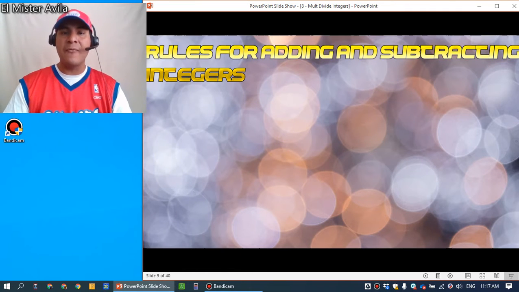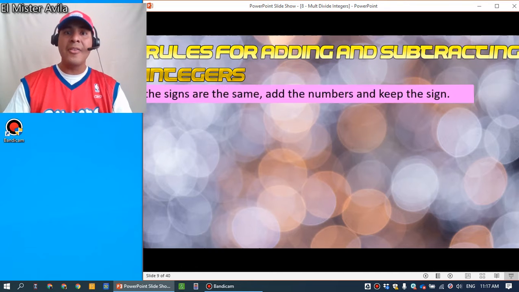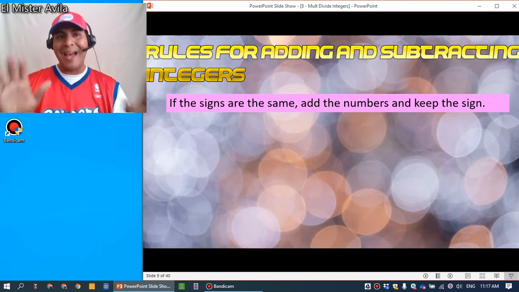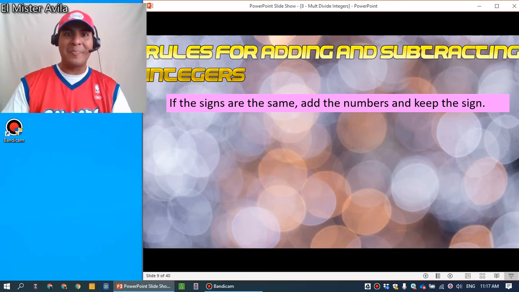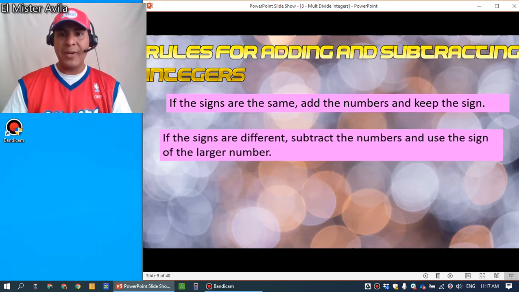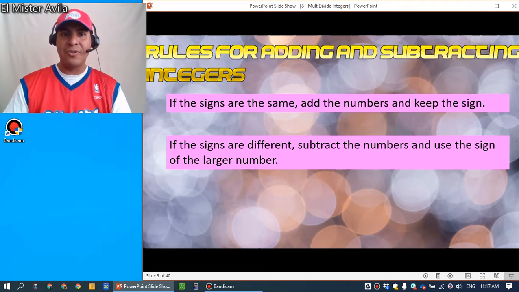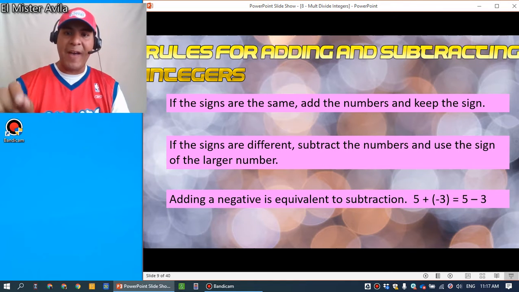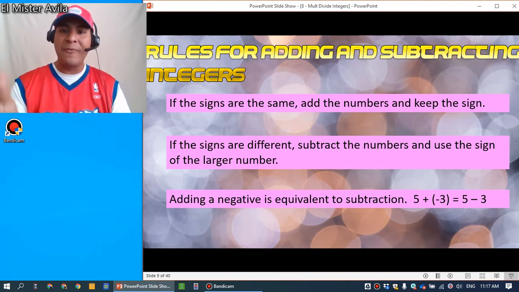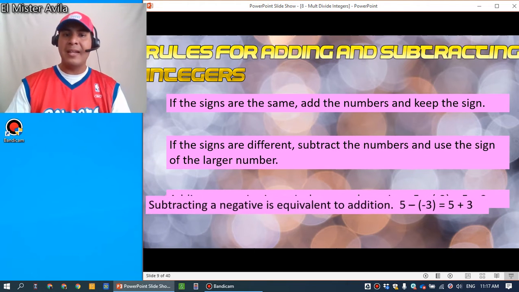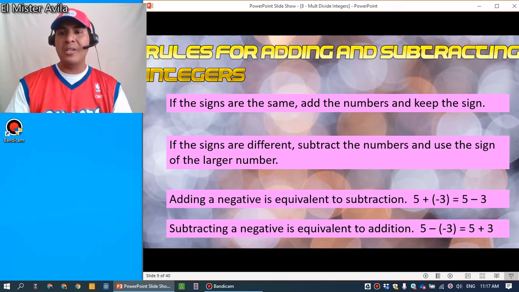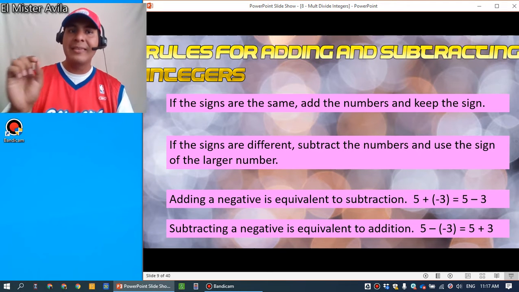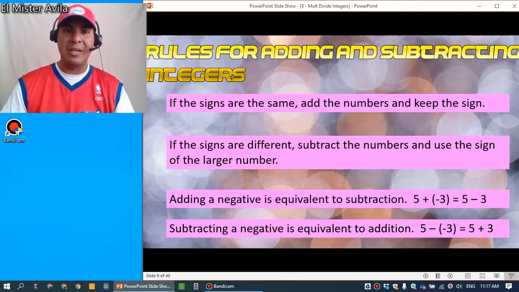Also in the previous lesson, we covered a very important lesson on the rules for adding and subtracting integers. Now these aren't necessarily the most perfect rules in the world, but it's the best thing I've been able to put together after teaching this for so long. If the signs are the same, add the numbers and keep the sign. If the signs are different, subtract the numbers and use the sign of the larger number. Adding a negative is equivalent to subtraction. So if I say 5 plus negative 3, that's equivalent to saying 5 minus 3. And finally, subtracting a negative is equivalent to addition. So if I say 5 minus negative 3, that is equivalent to saying 5 plus 3. So those give you the same answer.